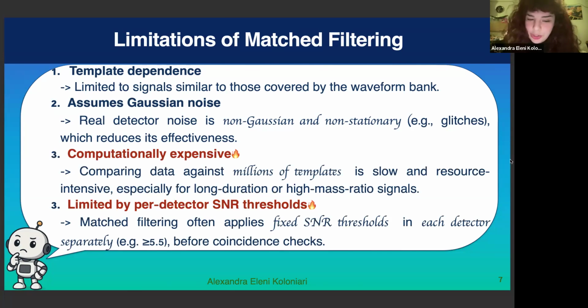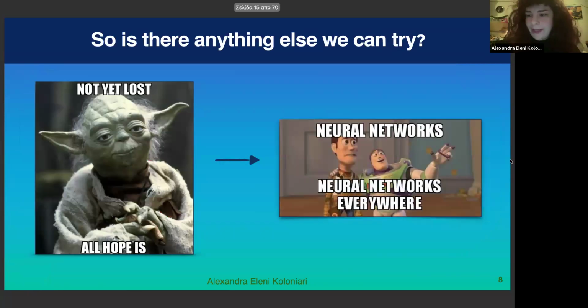And additionally, it is also limited by the per-detector SNR threshold, because usually match filtering applies a fixed SNR threshold in each detector, such as 5.5, before coincidence checks. And what does this mean? Basically, if we have a signal that is very loud in one detector, but has low SNR in the other detector, that signal would be cut off because of the threshold that we used in one of the detectors.